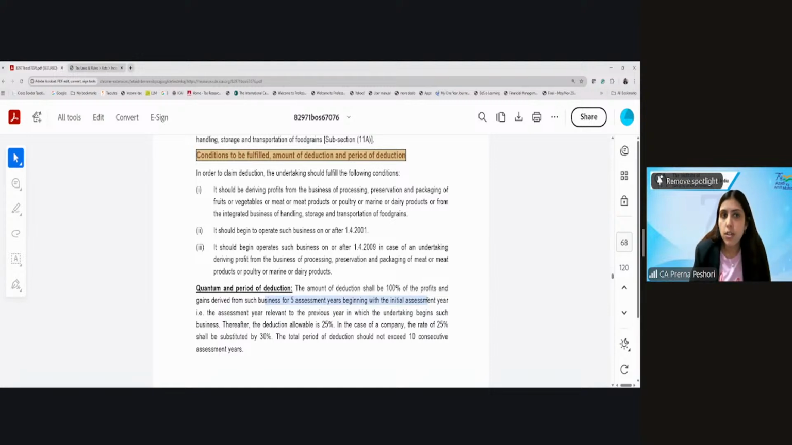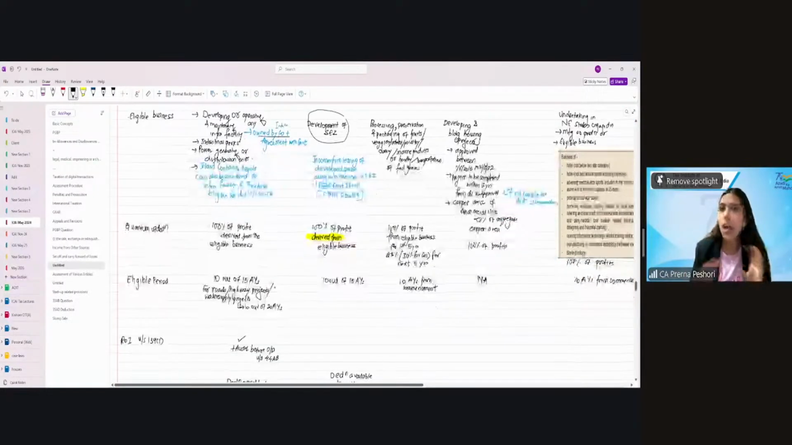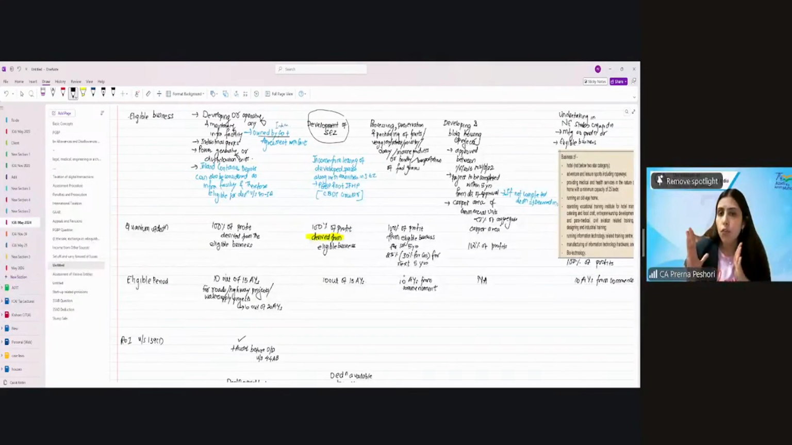So here, unlike ATIA and ATIAB, you can't choose any of the 10 years. Here it is basically for the first 5 years, 100% of the profits will be exempted, or the deduction will be allowed. For the next 5 years, 25% deduction will be given of the profits and 30% in the case of companies. So the total period is 10 years, but it is from the commencement, unlike ATIA and ATIAB, where you could choose the 10 years from the 15 years.